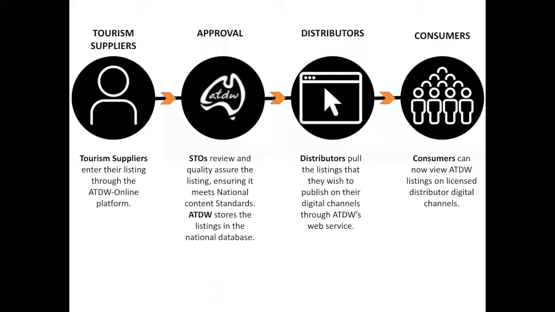So firstly, let's talk about how ATDW works from a tourism supplier perspective. It's like a little distribution channel. As a tourism operator, you're going to enter your listing via the platform atdw.com.au. You'll upload all of your product information there. And then it gets sent through to the STOs to review your listing.